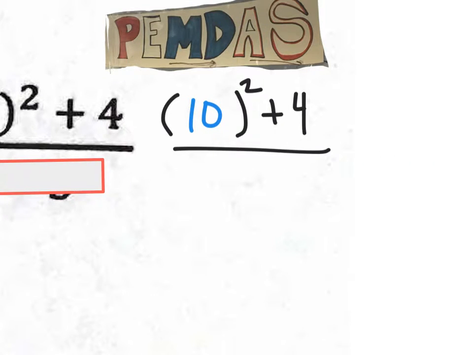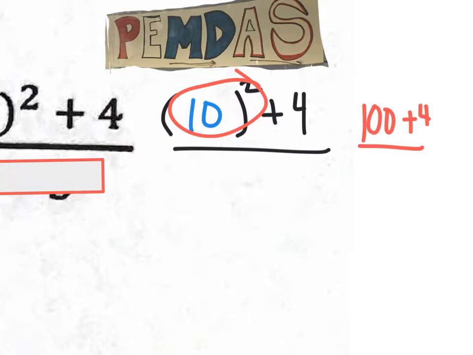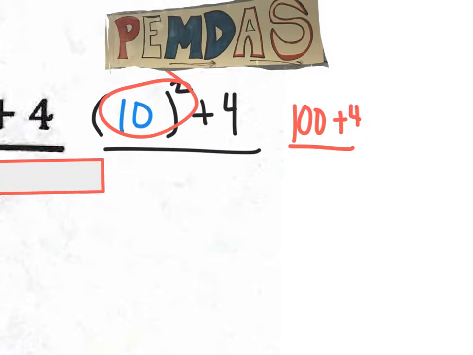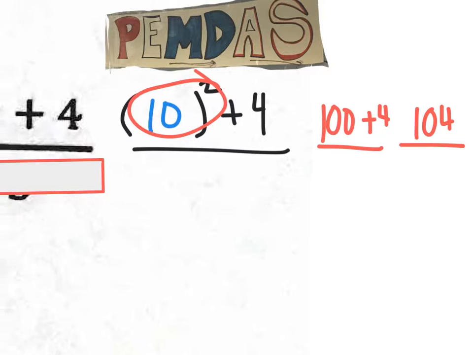Continuing with the top, what do we do next? Do we do exponents or addition? Exponents, of course. 10 squared is what? 100. So I really have 100 plus 4, and of course that's going to be 104. So that's what we have up on top as our final result.